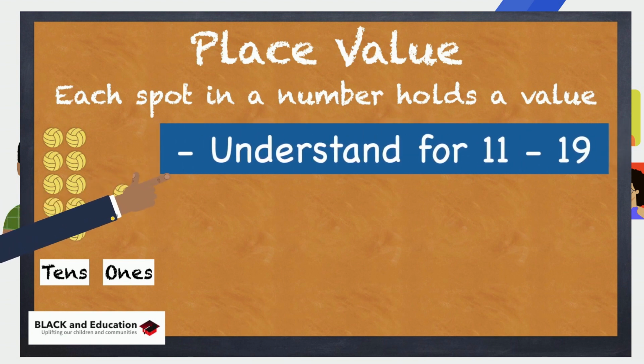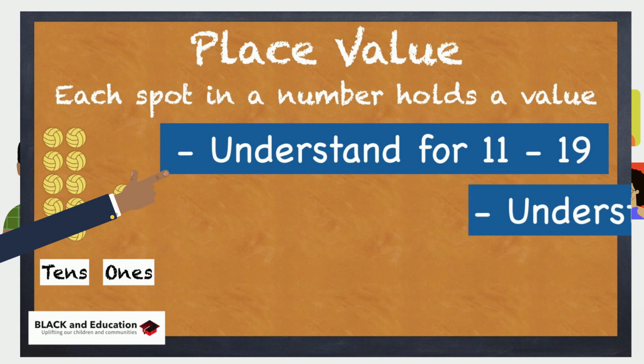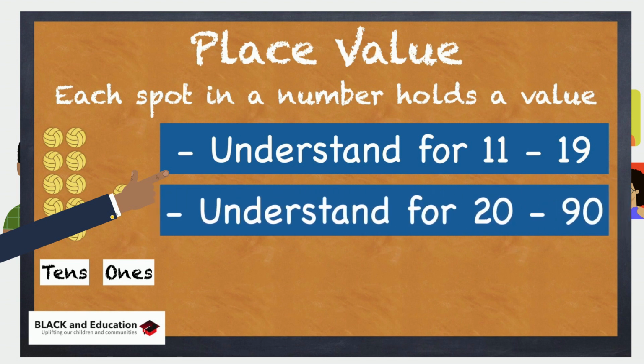And when you think about it, understand that for even the numbers 11 through 19, 11 has 1 ten and 1 one, and 19 has 1 ten and 9 ones. Think about it like that. And even when you see a number like 20, note that that represents 2 tens and 0 ones. And a number like 90 represents 9 tens and 0 ones, right?